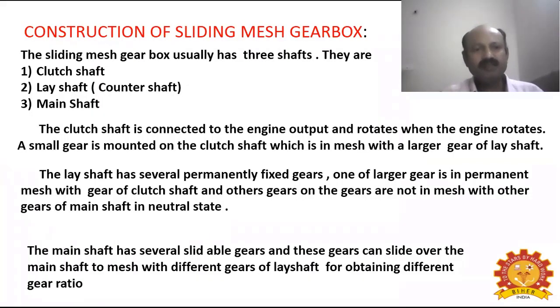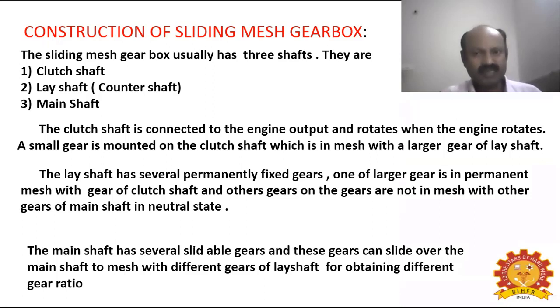Next, see here. As I explained, the sliding mesh gearbox usually has three shafts: clutch shaft, lay shaft, main shaft. The clutch shaft is connected to engine output and rotates when the engine rotates. A small gear is mounted on the clutch shaft, which is in mesh with a larger gear of the lay shaft. The lay shaft has several permanently fixed gears.